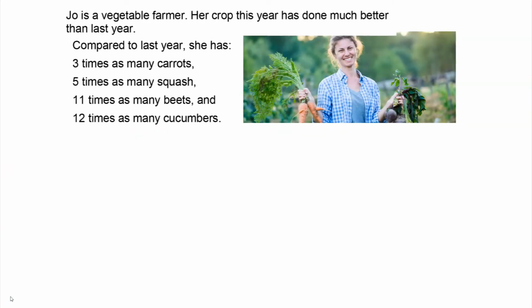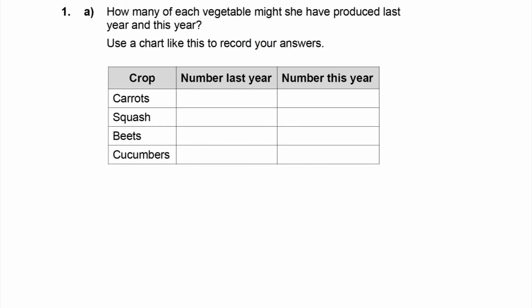Jo is a vegetable farmer. Her crop this year has done much better than last year. Compared to last year, she has 3 times as many carrots, 5 times as many squash, 11 times as many beets, and 12 times as many cucumbers. That's really quite an improvement in her gardening abilities. How many of each vegetable might she have produced last year and this year? Use a chart like this to record your answers.